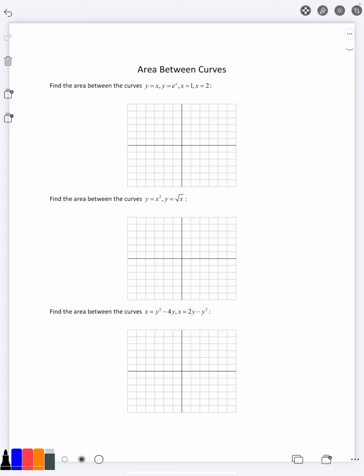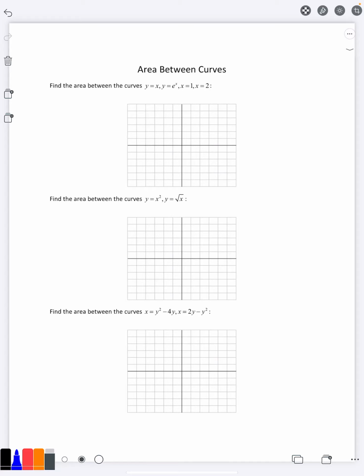In this video, we're going to learn how to find the area between curves using integrals. There's a few different ways that they can give you a problem like this. The first one here says find the area between the curves, and they list off 4 different curves. So let me go ahead and see if I can try to graph these.